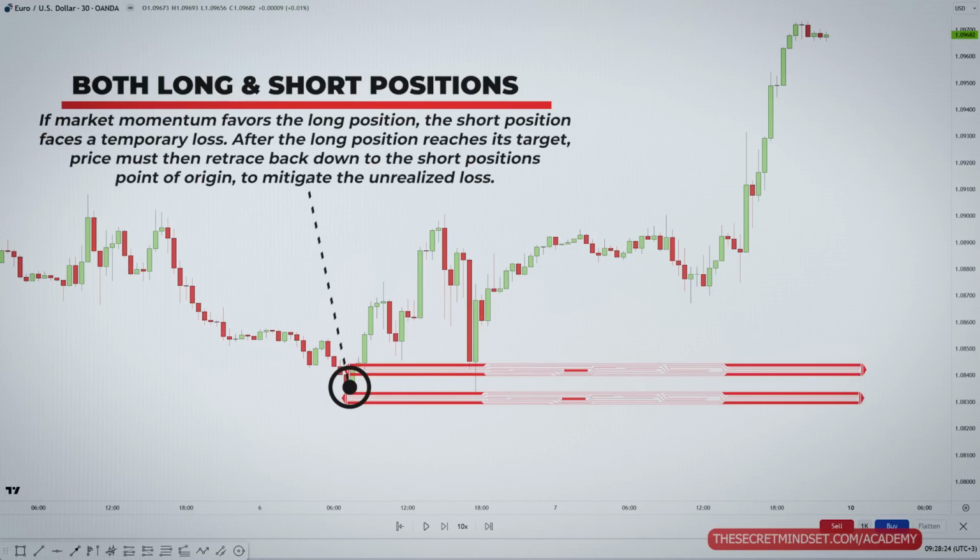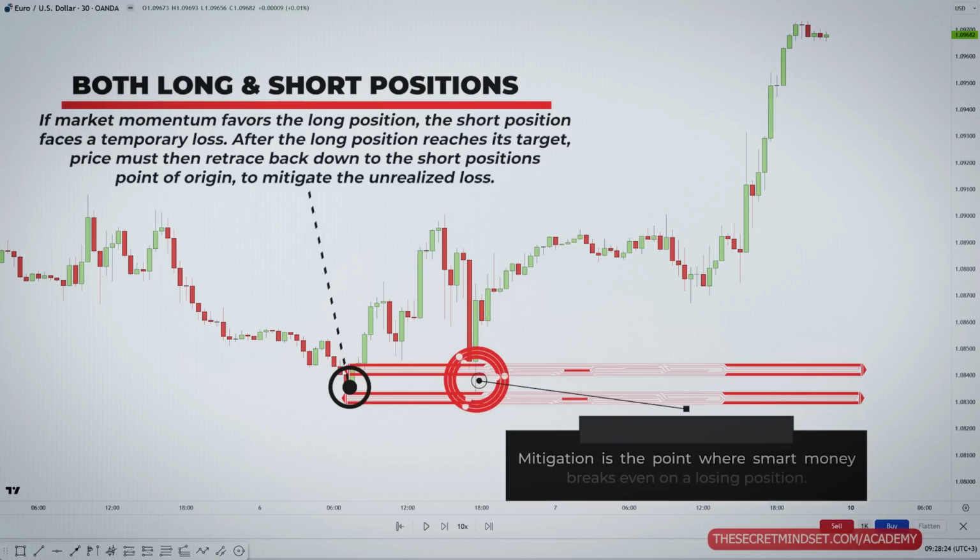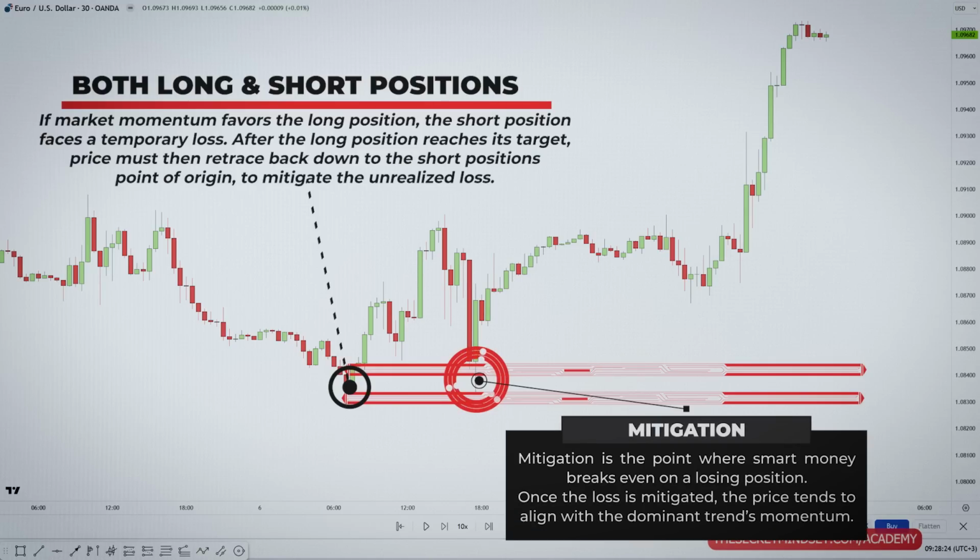Imagine they take both a short and a long position at a key level. If market momentum favors the long position, the short position faces a temporary loss, and after the long position reaches its target, price must then retrace back down to the short position's point of origin to mitigate the unrealized loss. You often hear the word mitigation in the smart money communities. Mitigation is basically the point where smart money breaks even on a losing position. Once the loss is mitigated, the price tends to align with the dominant trend's momentum.